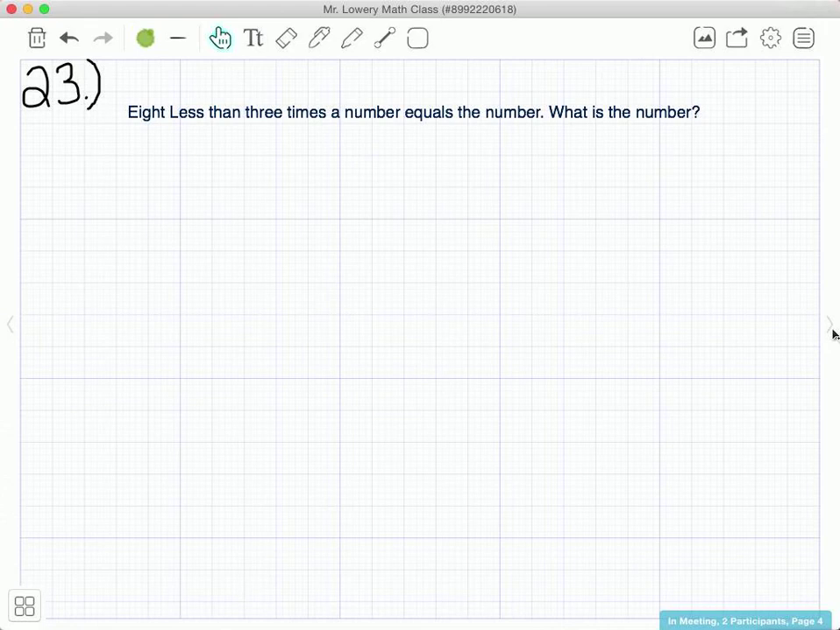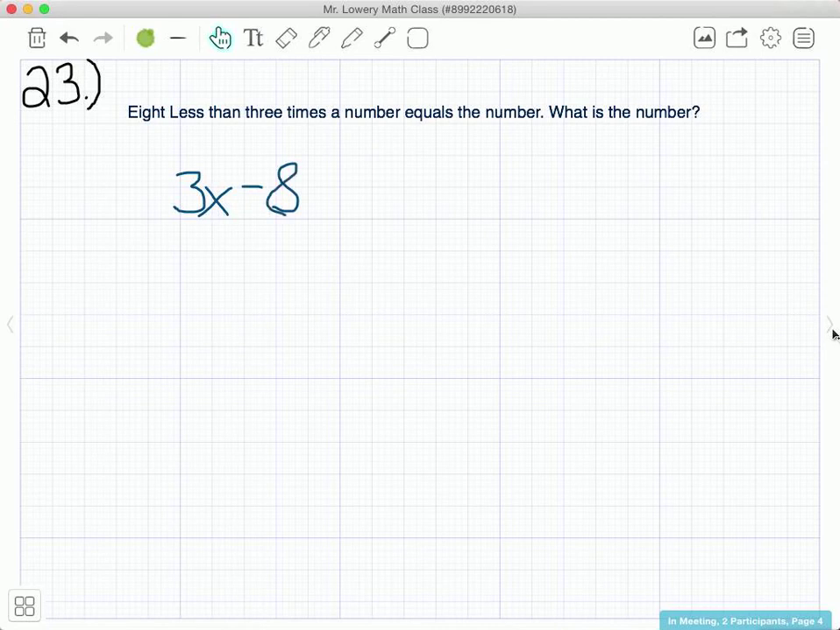So this one's number 23, and it says 8 less than 3 times a number equals the number. What is the number? So 8 less, anytime we see less than, 8 less than 3 times a number. So we have 3 times the number, and then we do 8 less than that. So we're going to do 3 times x, and then 8 less than that would be minus 8.